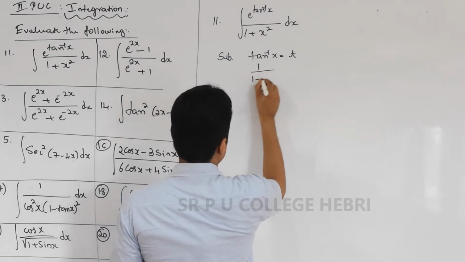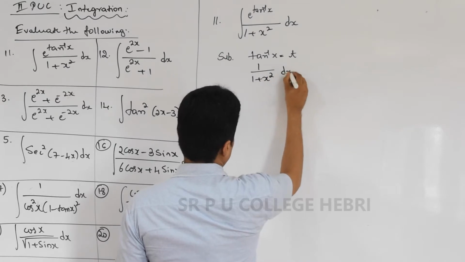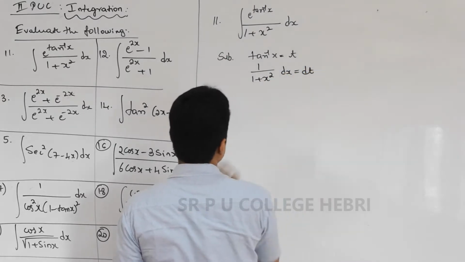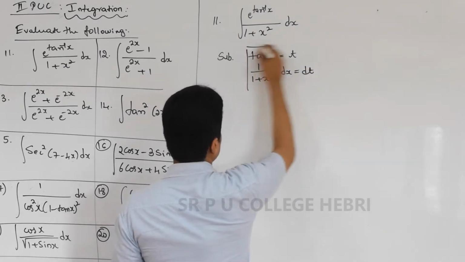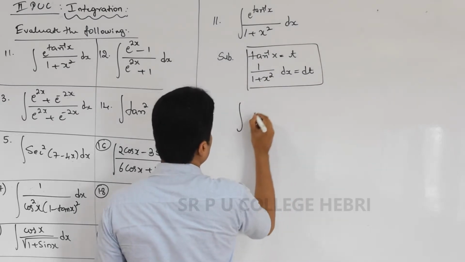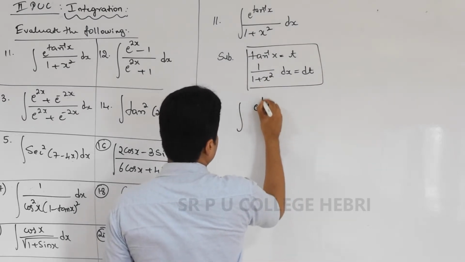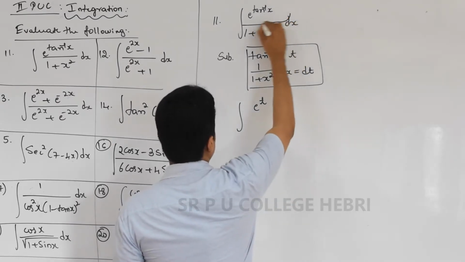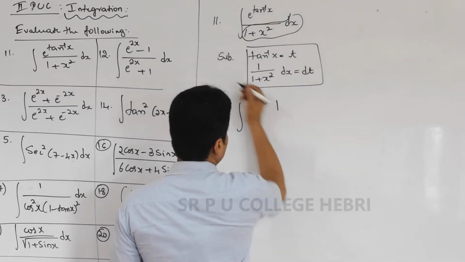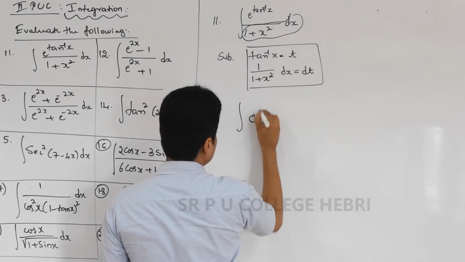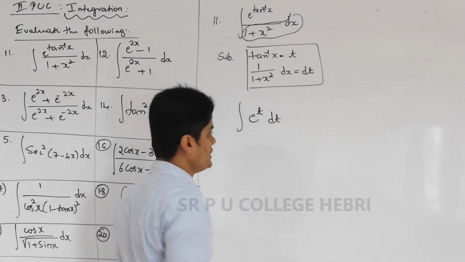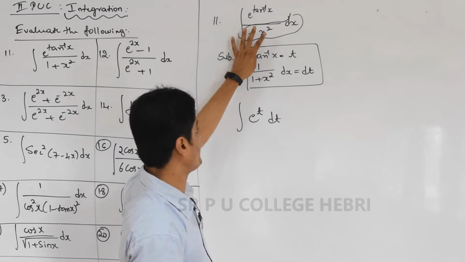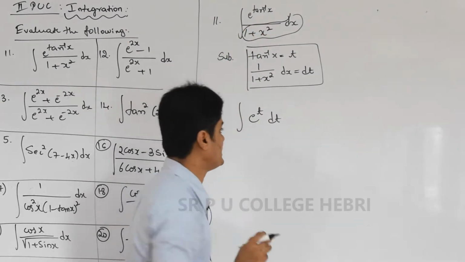Differentiate with respect to x. We get 1 by 1 plus x square dx is equal to dt. Right? Now replace these two in the given problem. The given problem is now e power t, because tan inverse of x equals t, and dx by 1 plus x square is dt. So it is just e power t into dt. That's it. The whole complicated expression is converted into a simple expression e power t.